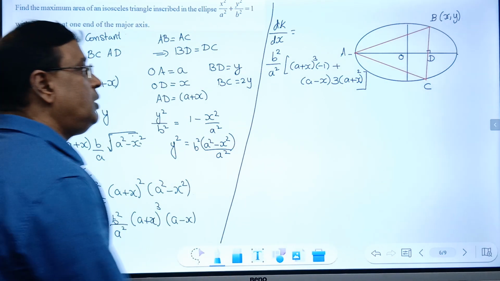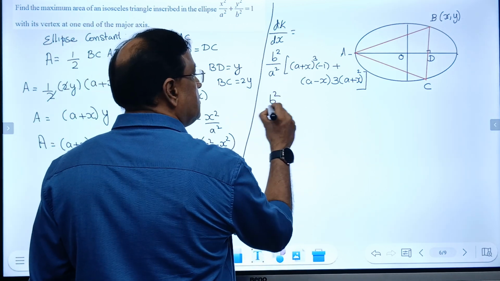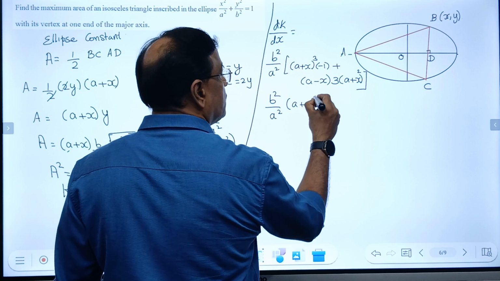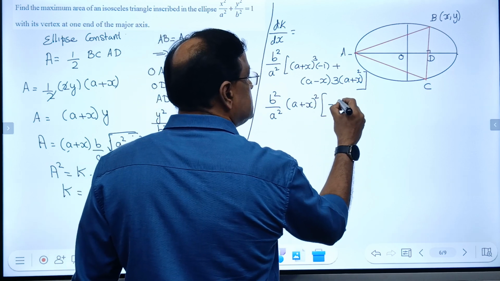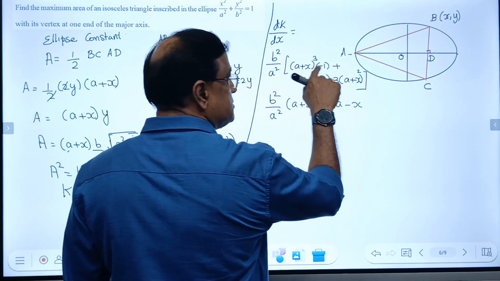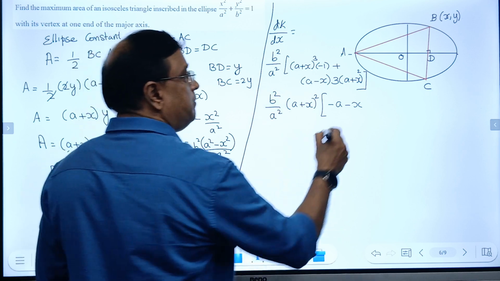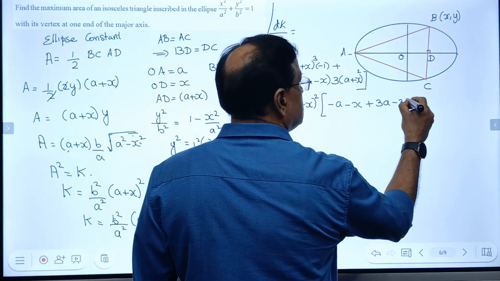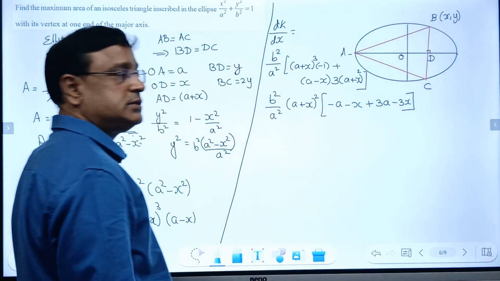Correct? Now what is common in this? B square by a square into a plus x the whole square is common. So I'll get minus a minus x. I'm multiplying this minus sign also, plus 3a minus 3x.